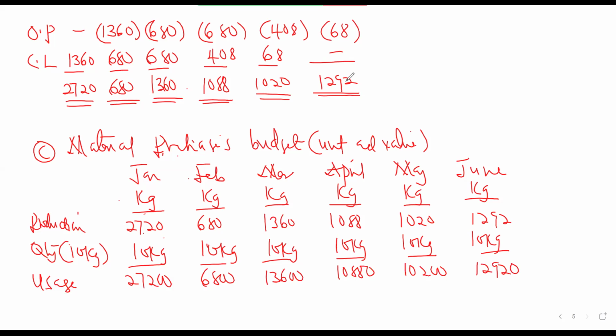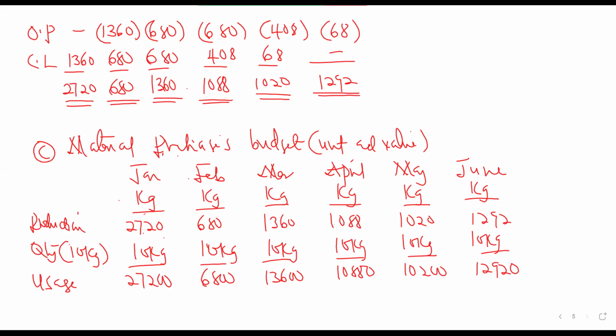Assuming you don't have any opening stock, you don't have any closing stock, we have to go to the market each month and buy this quantity because we want to produce 27,200 for the first month. And each desk is using 10 kilograms. So we have to purchase 27,200 kilograms of material. If we are not having opening or closing stock, it means that we have to go to the market and purchase this for all of them.